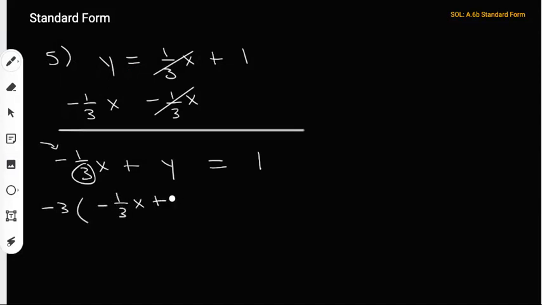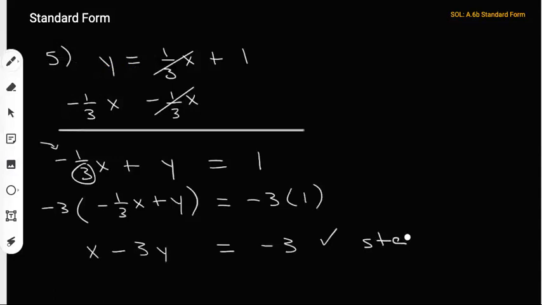So I multiply the left side and I multiply the right side. What that does is it's going to give me a positive 1x. -3 times y is going to give me -3y. And then on the other side, I'm going to have -3 times 1. That's just -3. And that is my standard form.